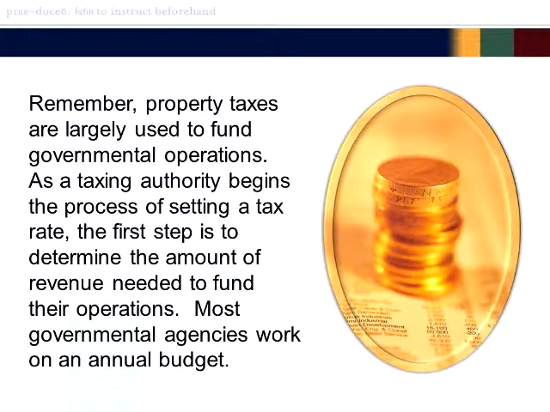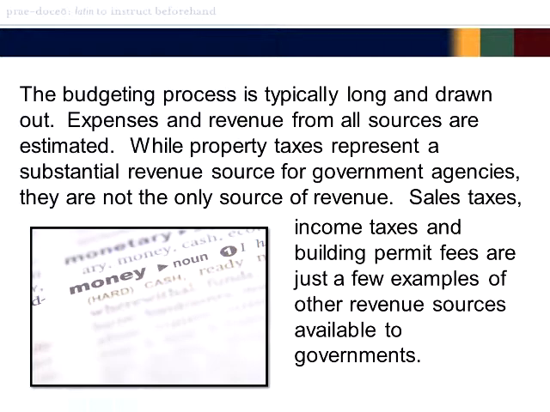As a taxing authority begins the process of setting a tax rate, the first step is to determine the amount of revenue needed to fund their operations. Most governmental agencies work on an annual budget. The budgeting process is typically long and drawn out. Expenses and revenues from all sources are estimated.